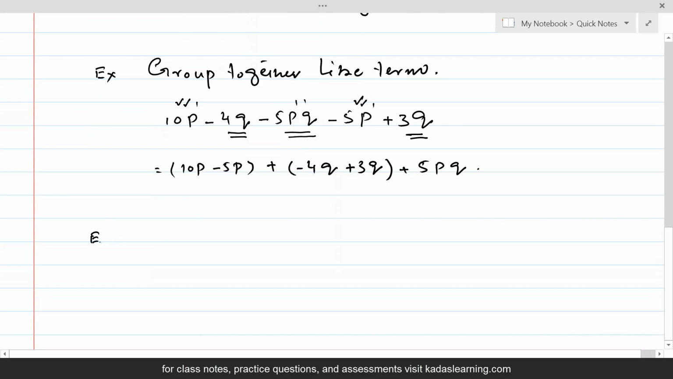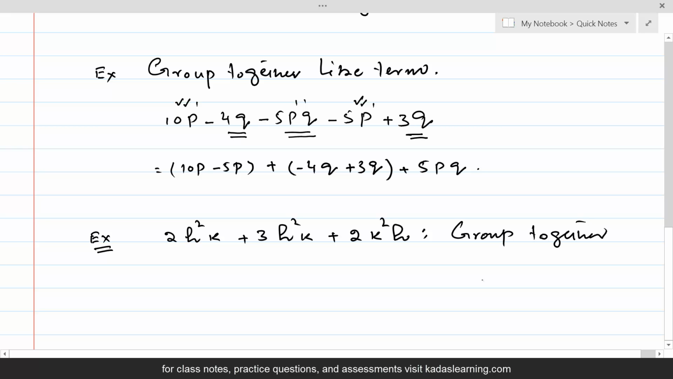Before we end this lesson, let's do one more question. Here is 2h square k plus 3h square k plus 2k square h. Group together like terms.